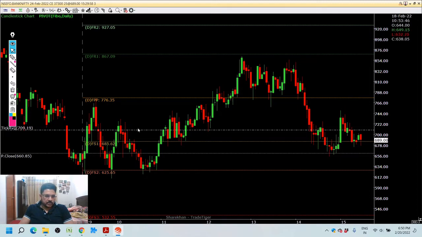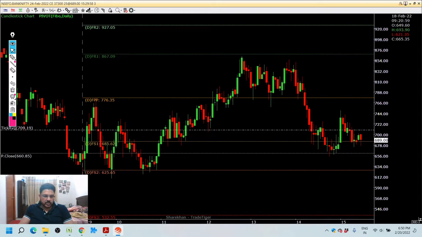Similarly, tick average also plays a major role. This is nothing but your VWAP. So VWAP also, there is a rejection here, but it came and took support at FS2. So from there it went up. First target was FS1, second target was tick average, third target was your FPP, and then fourth target was your R1, which is 867. It hit. From there it started going down. Again it came back to FS1.